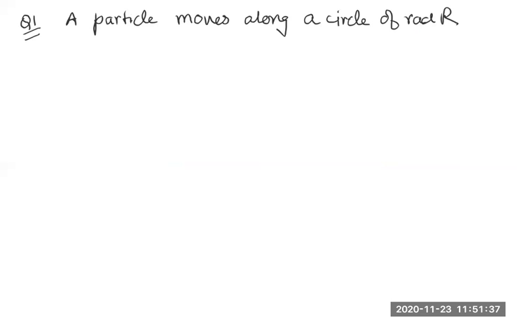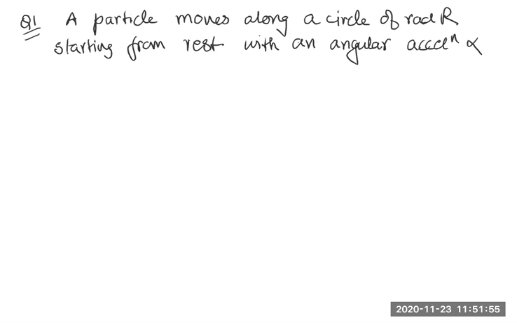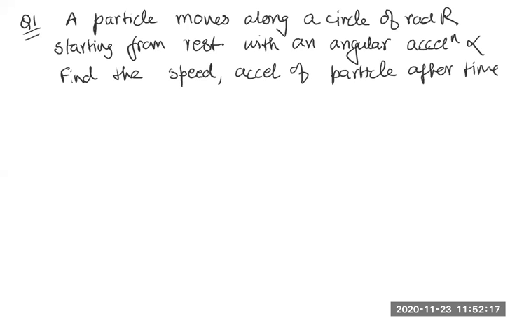So a particle moves along a circle of radius r, starting from rest, with an angular acceleration alpha. Find the speed and acceleration of the particle after time t. Okay, so I will solve this question.